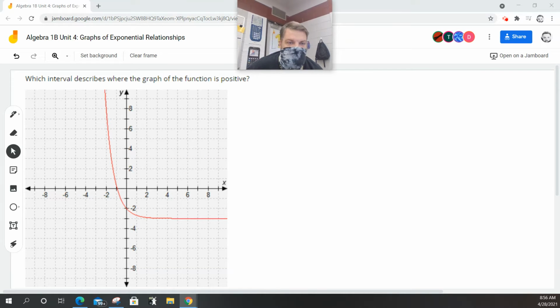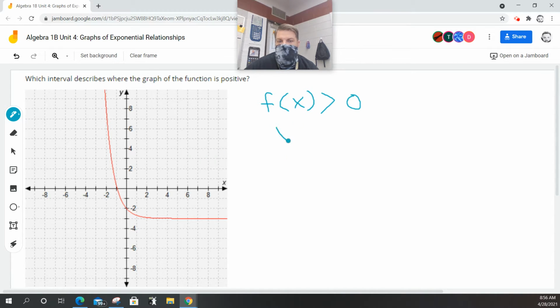All right, so it says which interval describes where the graph of the function is positive? Well, when we say the graph of the function is positive, what we're really talking about is when is f of x greater than 0. And remember, f of x is like the y value. When is y greater than 0? Well, that's anytime it is above the x-axis.